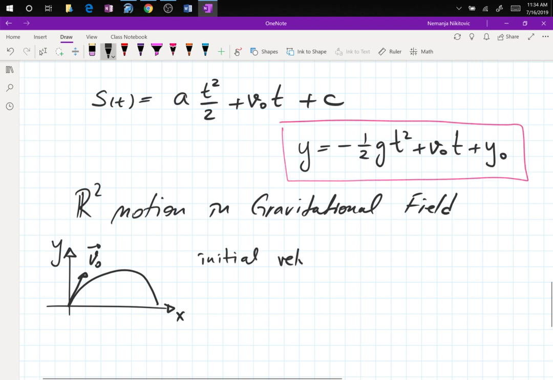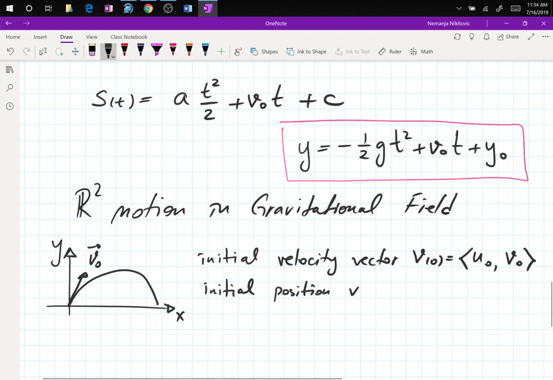initial velocity vector v of 0, which is when the motion starts, to be u0, v0. So these are your x and y components. One is u and the other one is v. And the initial position vector r of 0, oh, I forgot the arrows up there. You have to put the arrow. Which will be given as x0 and y0.